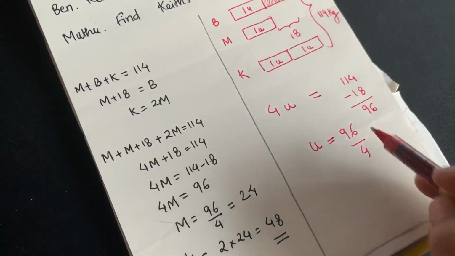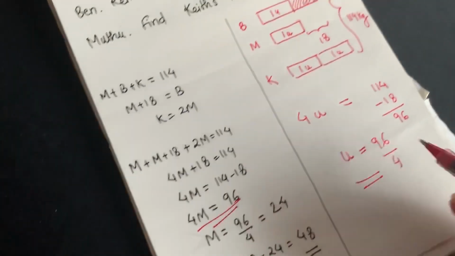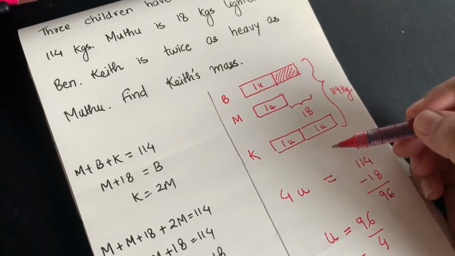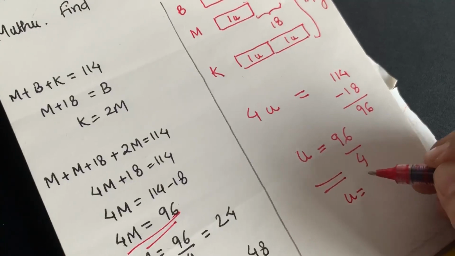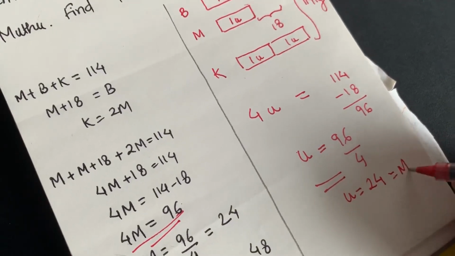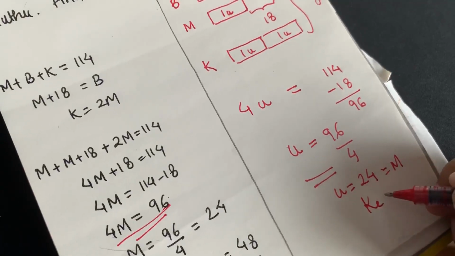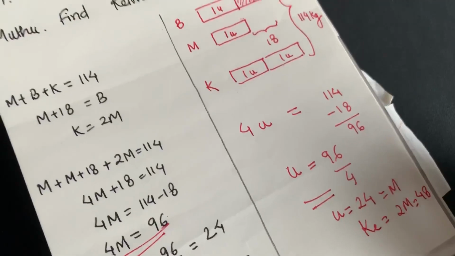Hence, 1 unit is 96 by 4. Essentially, we reach the same equation, but in a different and easier way. Now this 1 unit will be nothing but 24, which is equal to Muthu's weight. From here we can find Keith's weight, which is 2M, which is equal to 48.